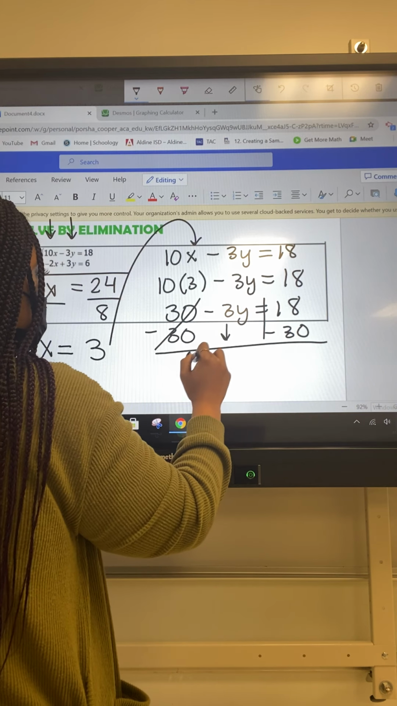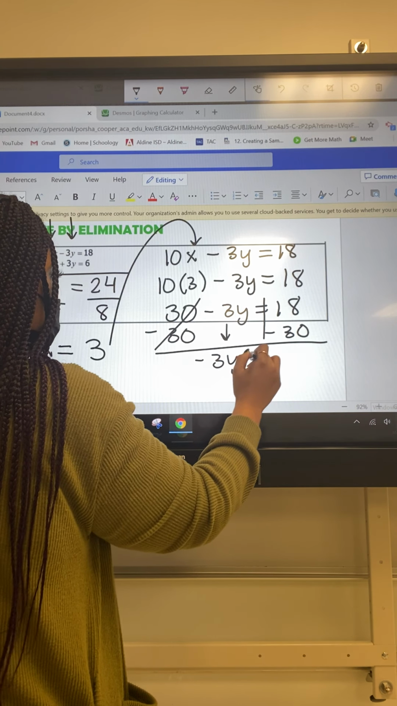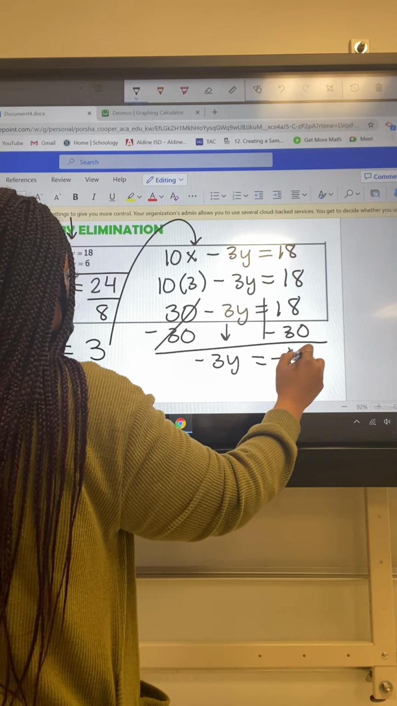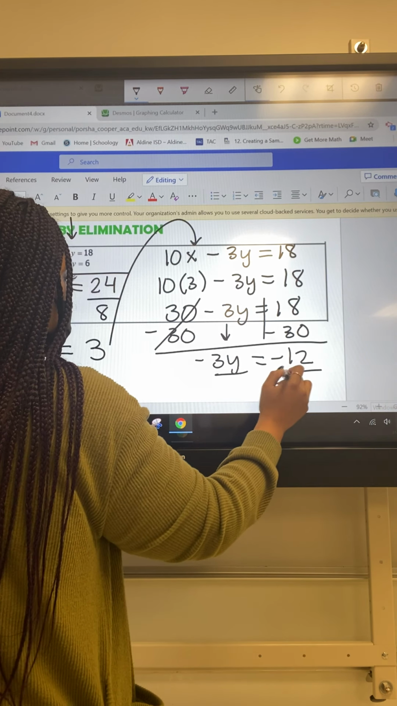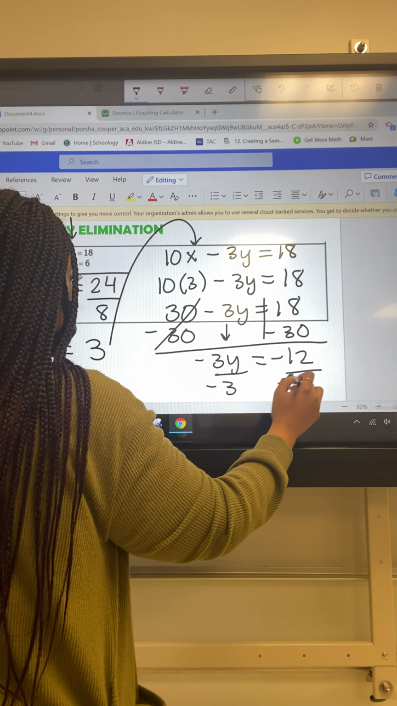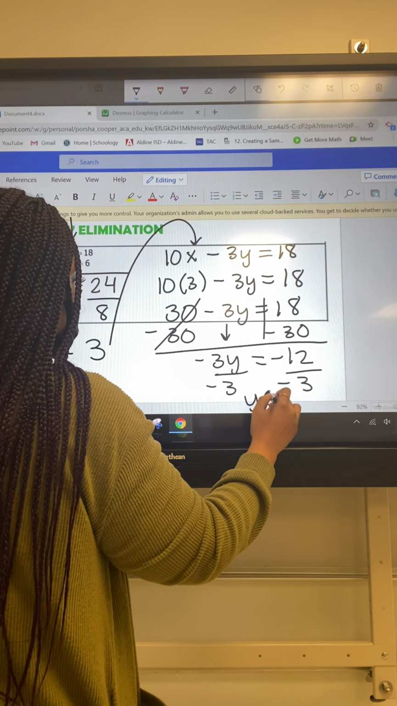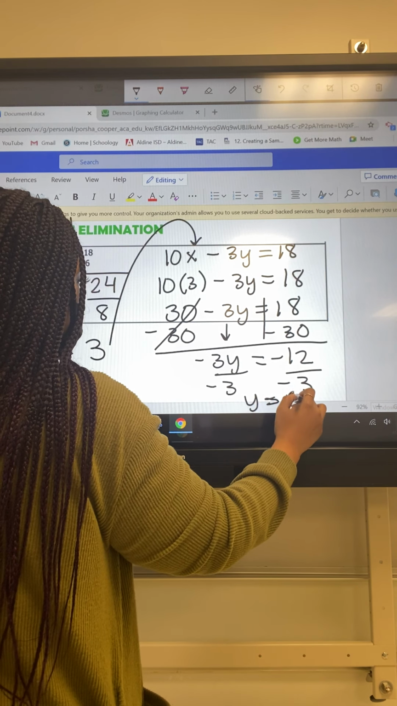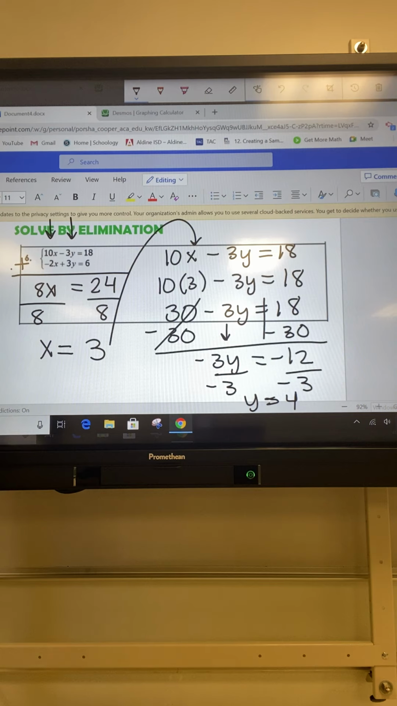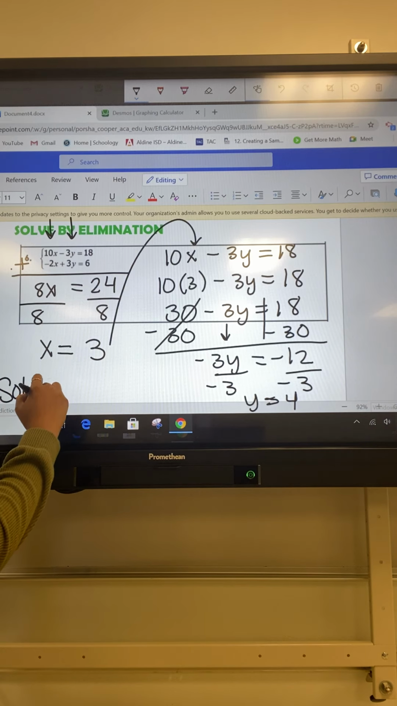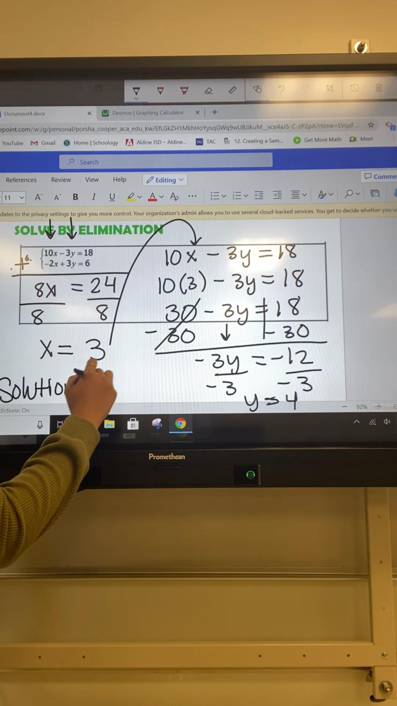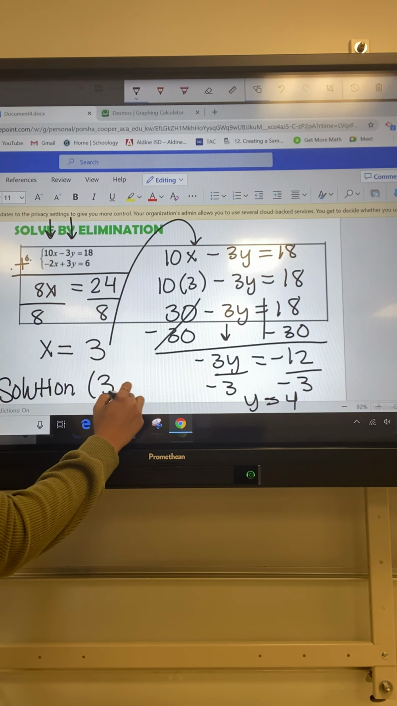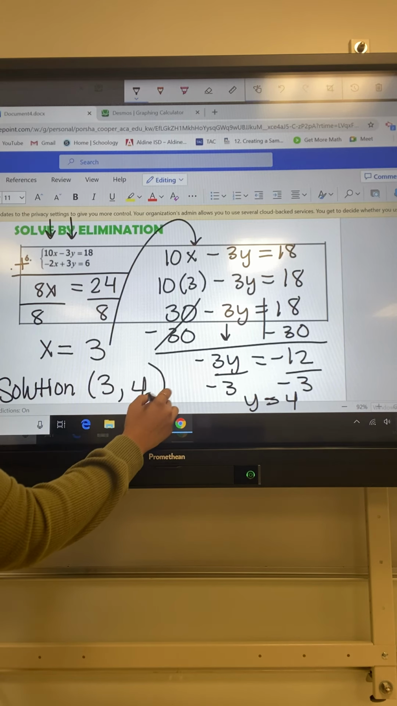I'm going to bring down negative 3y. That's going to be negative 12. And then we can divide by negative 3. And so we're going to end up with y is equal to 4. And so now we have x and we have y. So that means that we have our solution. So the solution for this equation would be the coordinate 3, 4.